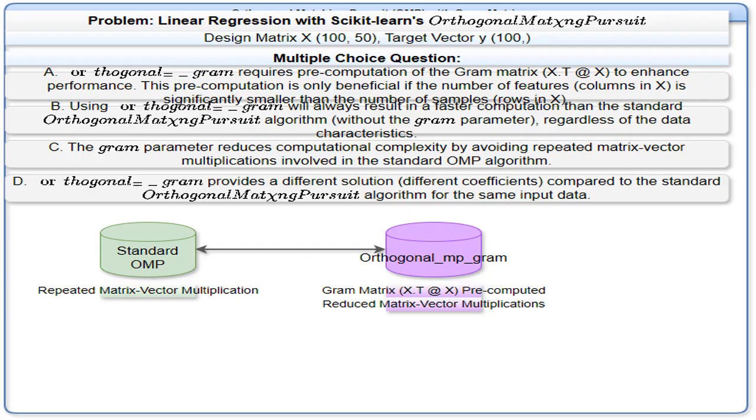This is the core concept. OMP, or orthogonal matching pursuit, is an algorithm for finding the best way to represent data using only a few of its features. Think of it as a smart way to simplify complex data. Using the gram matrix, X transpose X, speeds up the calculation because instead of calculating many repeated values, you already have them calculated once. It's a clever optimization.